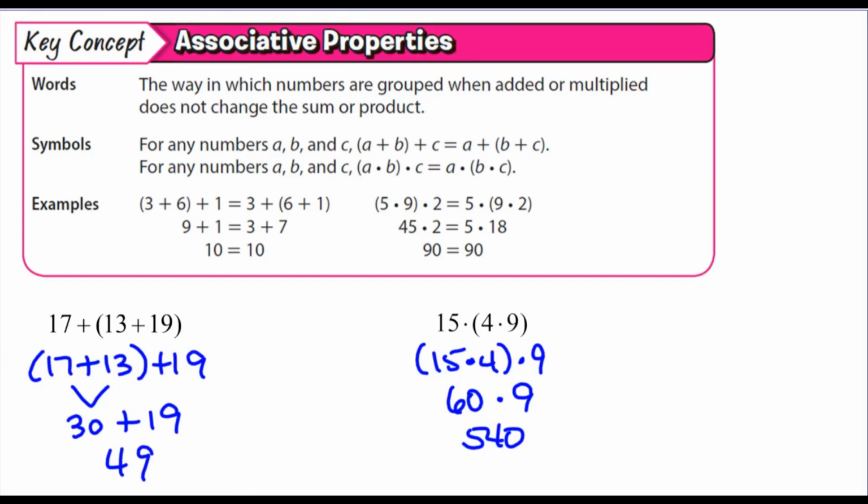So those are the two really major properties that you're going to run into throughout your math career, the commutative property and the associative property. You have to know those properties, because when we get into algebraic expressions, you have to be able to know how you can and cannot rearrange an expression.